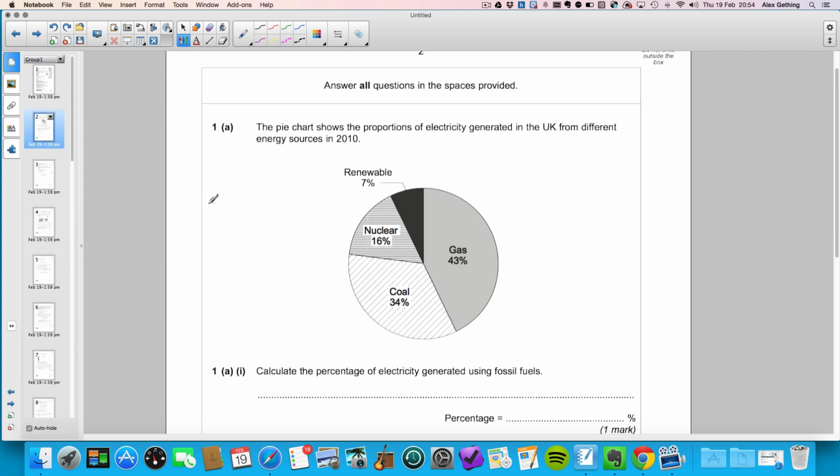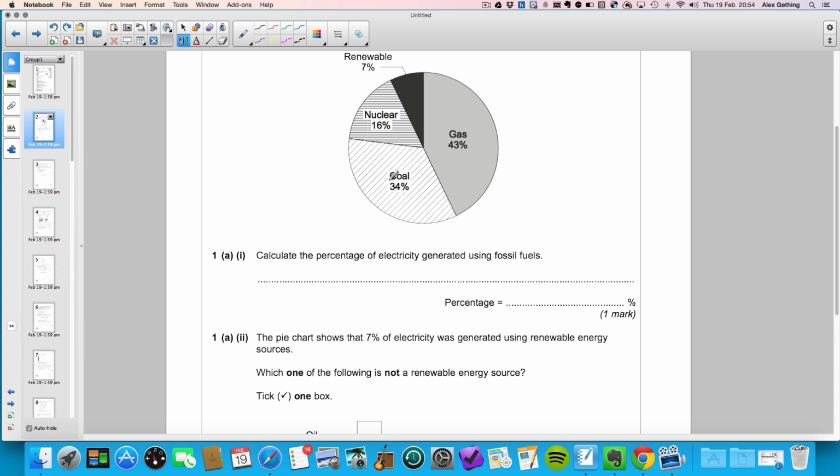Into question 1. The pie chart shows the proportions of electricity generated in the UK from different energy sources. So from gas, 43% of electricity is generated, 34% from coal, 16% from nuclear, 7% from renewable. Okay, question 1A1. Calculate the percentage of electricity generated by fossil fuels.